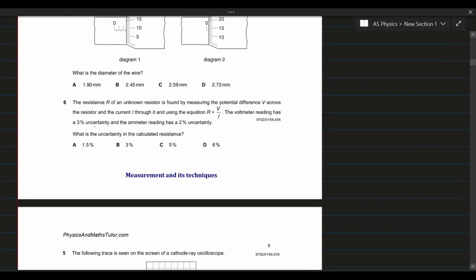And we have our next MCQ. The resistor R of unknown resistance is found from the equation, potential difference over current. We know this formula; we have studied it in our O levels. The voltmeter reading has an uncertainty of 3%, and the ammeter reading has an uncertainty of 2%. What is the uncertainty calculated? It's very simple. We calculate percentage uncertainty of V plus percentage uncertainty of I. That will be 3 plus 2 equal to 5. So C would be your correct answer.